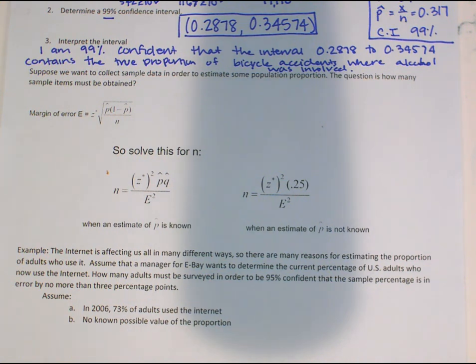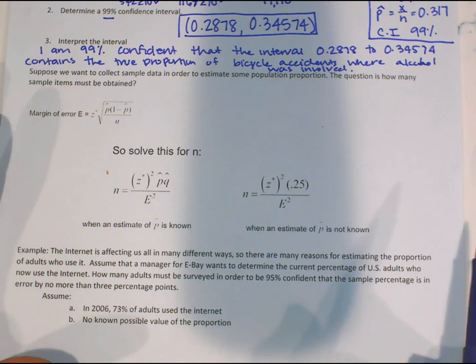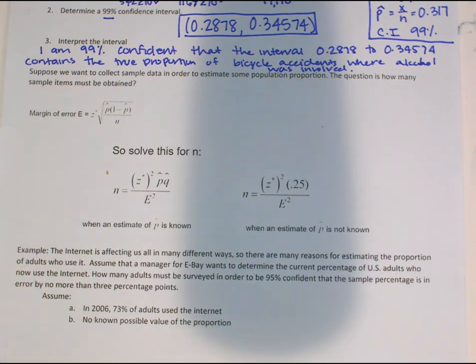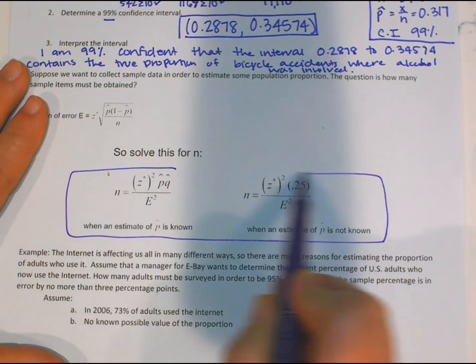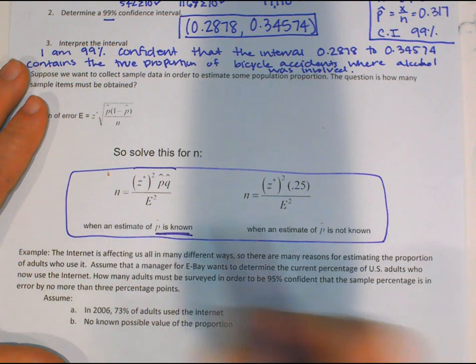So to do this, there are 2 equations. These 2 equations will be on your test. You're not required to memorize them, but you are required to know how to use them. So these are our 2 equations, and the difference to us is just if there is a point estimate or not.